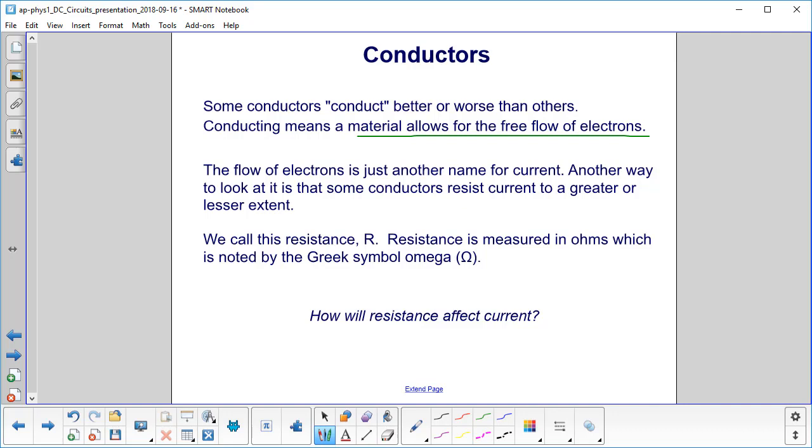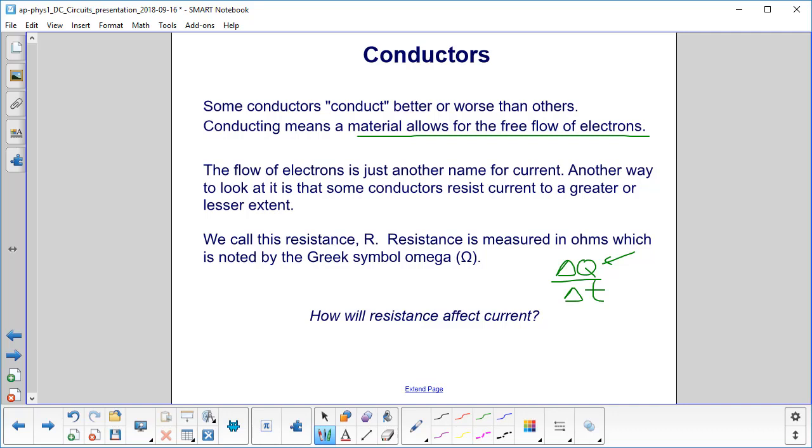The flow of electrons is just another name for current, right? Because we define current as delta Q over delta T, and the charge carriers, which give you the Q, are electrons. Another way to look at this is some conductors resist current to a greater or lesser extent. We call this resistance R, capital R. It is measured in ohms, which is noted by the Greek symbol omega.